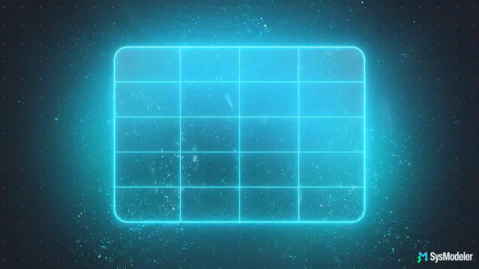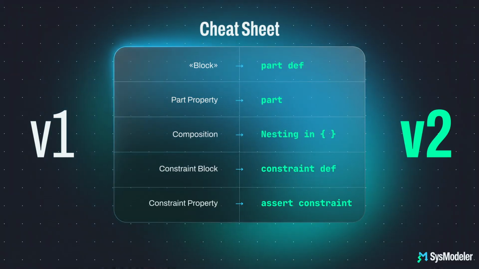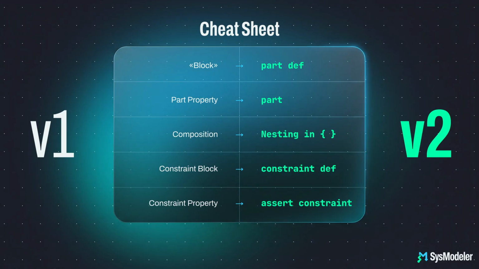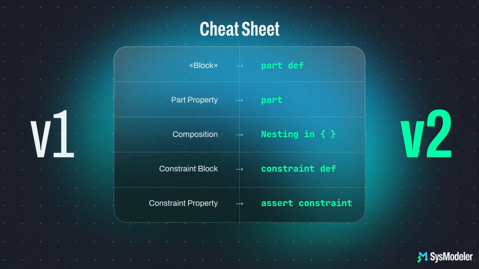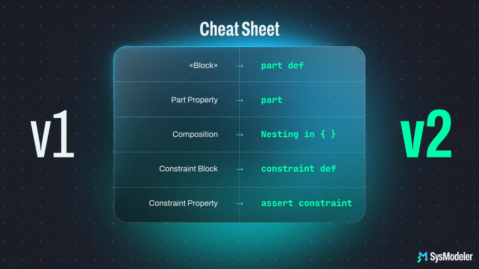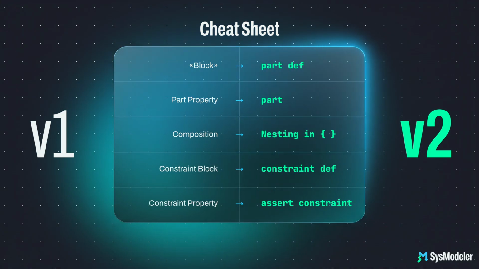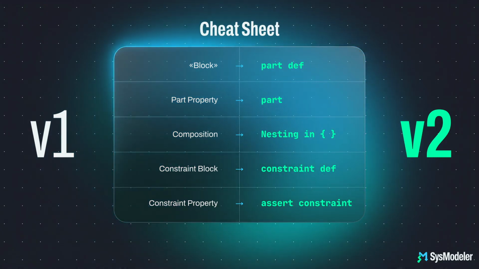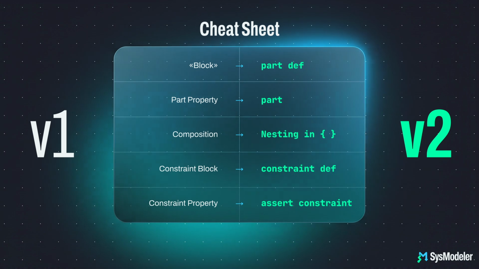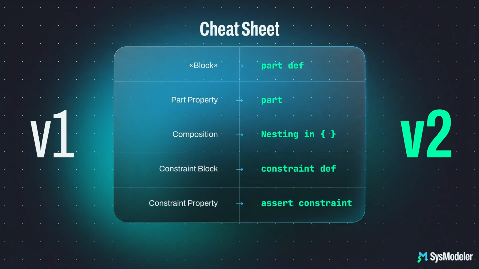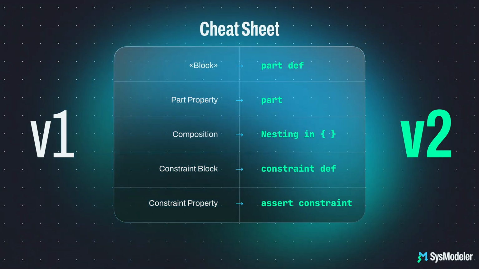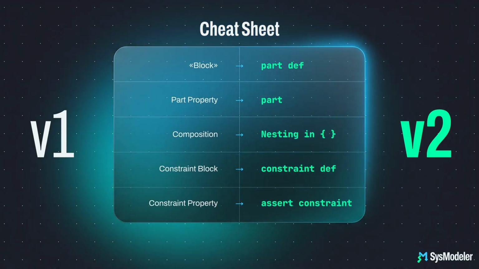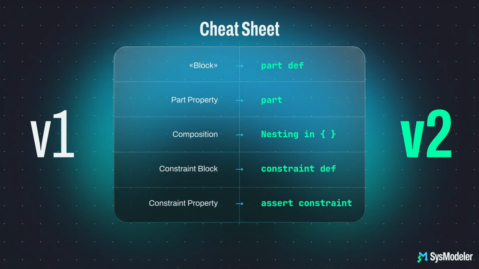To wrap up, the biggest takeaway is that we are evolving beyond the universal block. In v2, the textual syntax makes the separation between definition and usage universally explicit. We use partDef to create reusable blueprints, and we nest the part keyword directly inside those curly braces to define composite roles natively in the text. Add in inline asserted constraints, and we seamlessly shift from a graphical-first interface to a clean, strictly typed mathematical hierarchy.